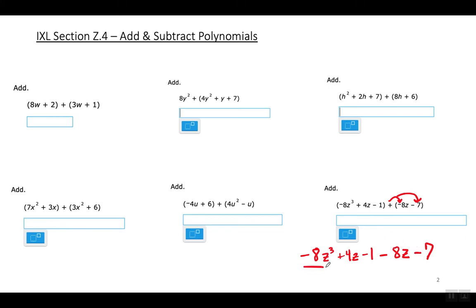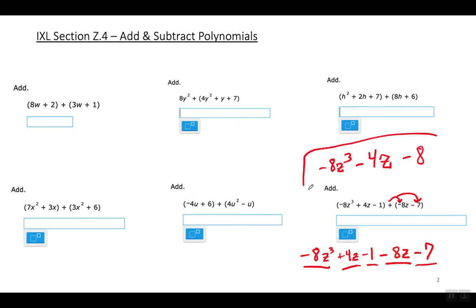Okay, now when I combine like terms, all right, well, this one stays by itself. By the way, I'm writing the answer up here. Then the positive 4z minus 8z is going to give you negative 4z. And the negative 1 minus 7 gives you negative 8. So that's the answer for this one.